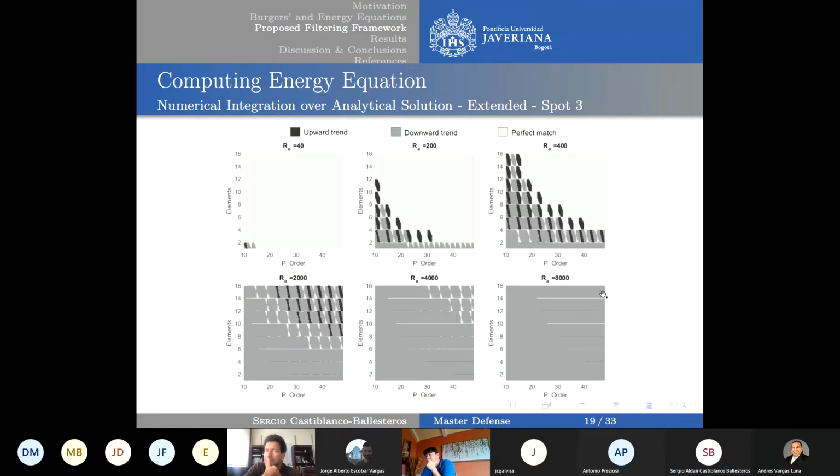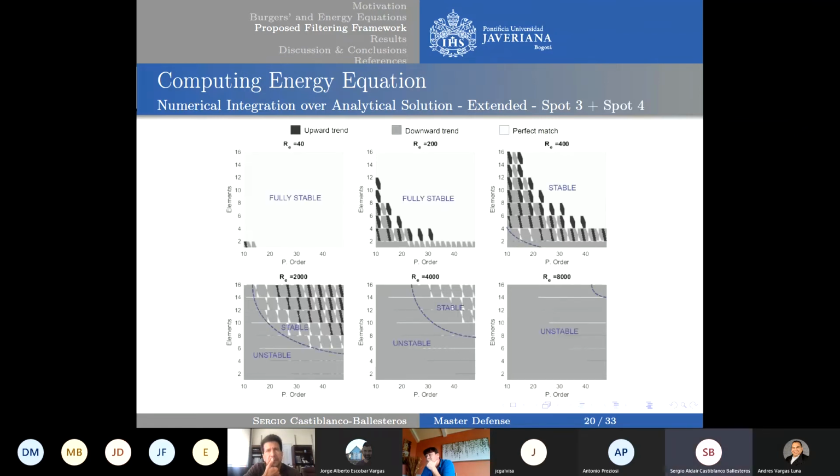Now, in this plot are included the regions in which the numerical solution of Burgers' equation is stable or unstable, without using stabilization techniques, of course, depending on the combination of number of elements, polynomial order, and Reynolds number. As is natural, as Reynolds number tends to infinity, the instability region grows, being always unstable for the implicit case.